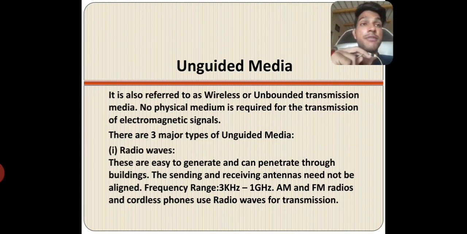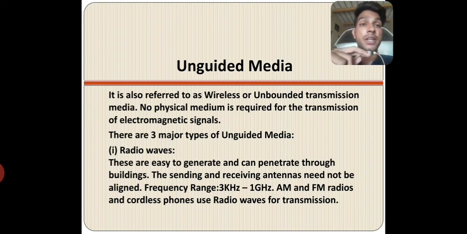And second type of transmission media is unguided. So what is unguided media? I will define. It is also referred to as wireless or unbounded transmission media. It means no physical medium is required for the transmission of electromagnetic signals. There are three major types of unguided media.